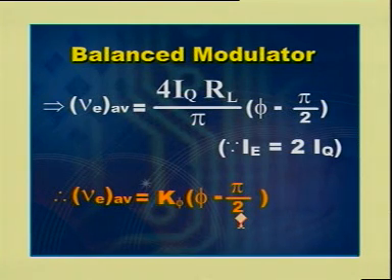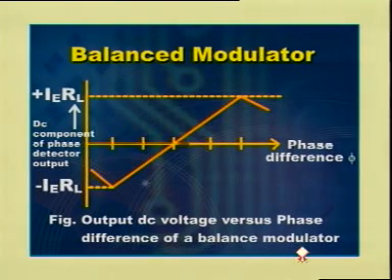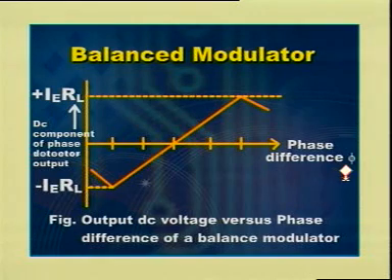Here, if you observe this equation, we can say that error voltage is directly proportional to phi, that is, it varies linearly with respect to phase difference. The variation of DC component of phase detector output with respect to phase difference phi for this balanced modulator is as shown in figure. It linearly rises from minus IERL to plus IERL.